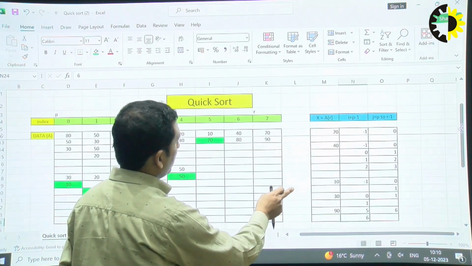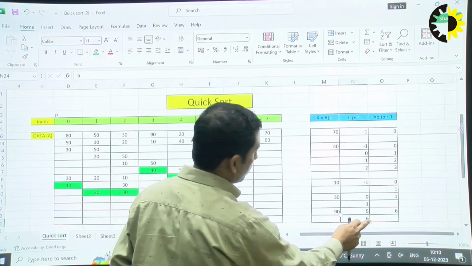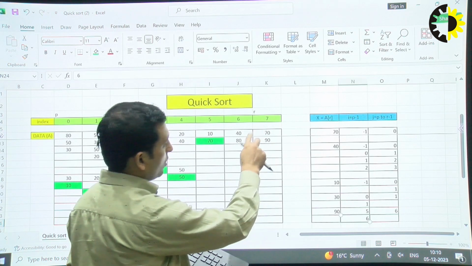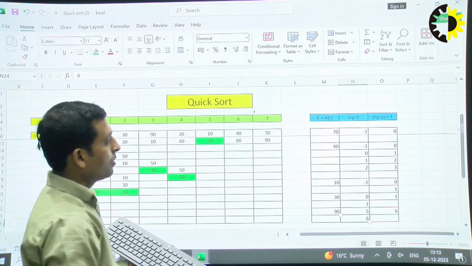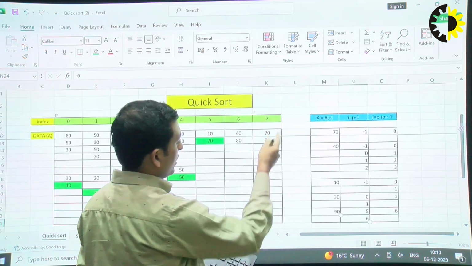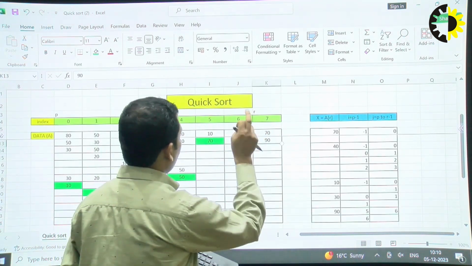Now come outside the loop. What to do? Swap the I plus 1 position element with the element at R, and I plus 1 means 7. 6 plus 1 is 7, so 7 and 7. No changes will occur.